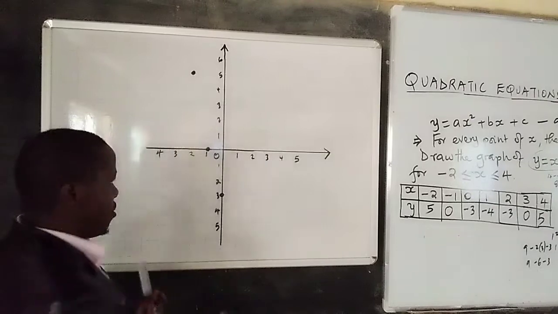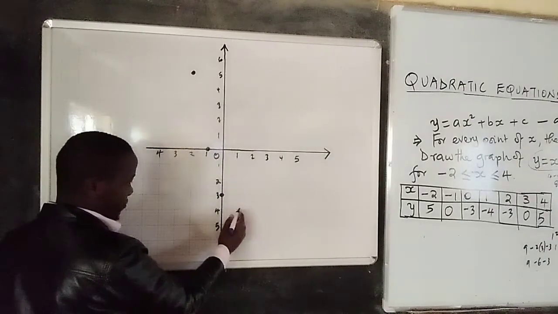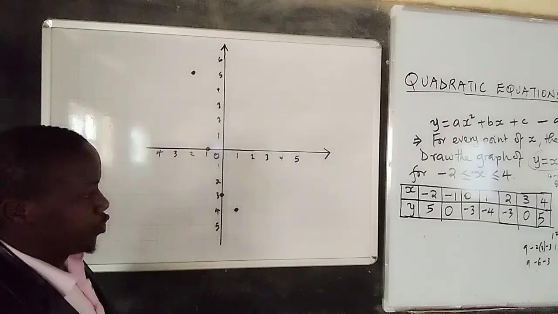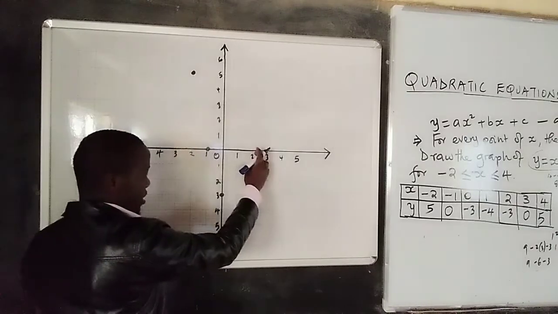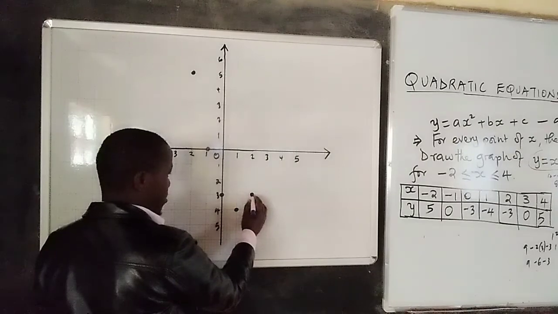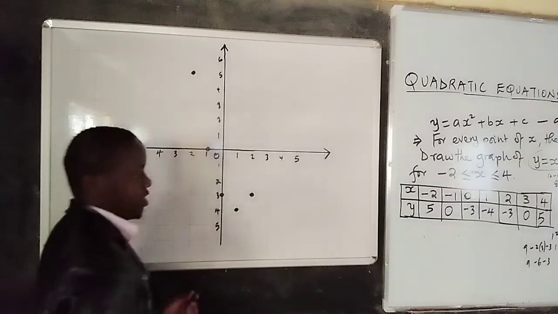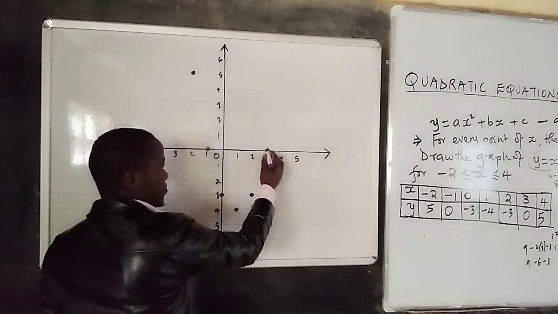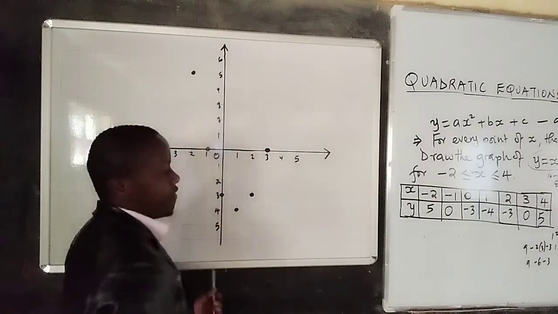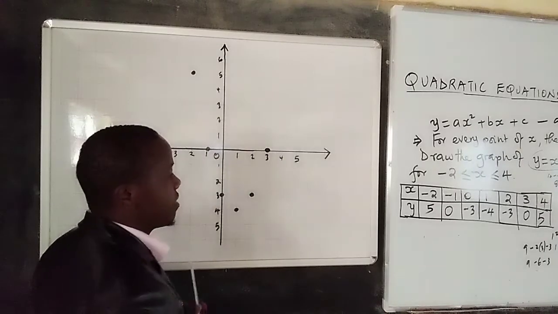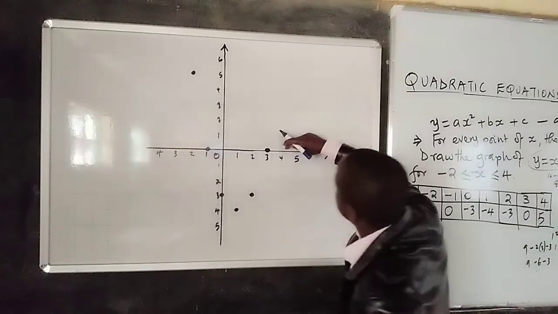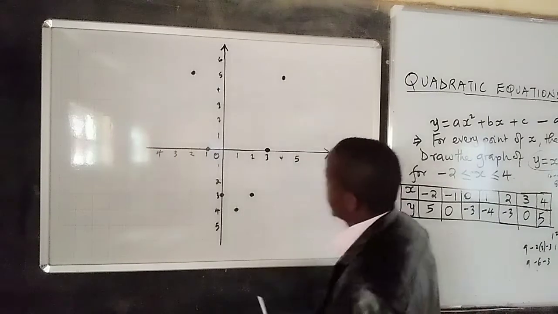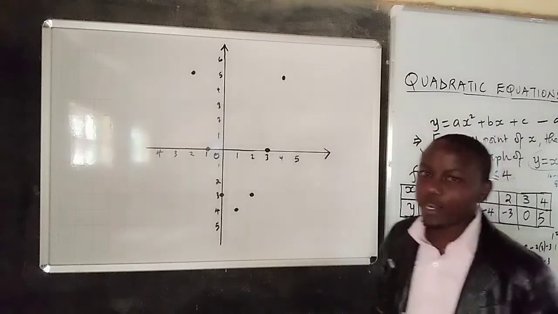Then 1, negative 4. 2, negative 3. Then we have 3, 0. Then the other one is 4, positive 5. So that is it. Those are the coordinates.